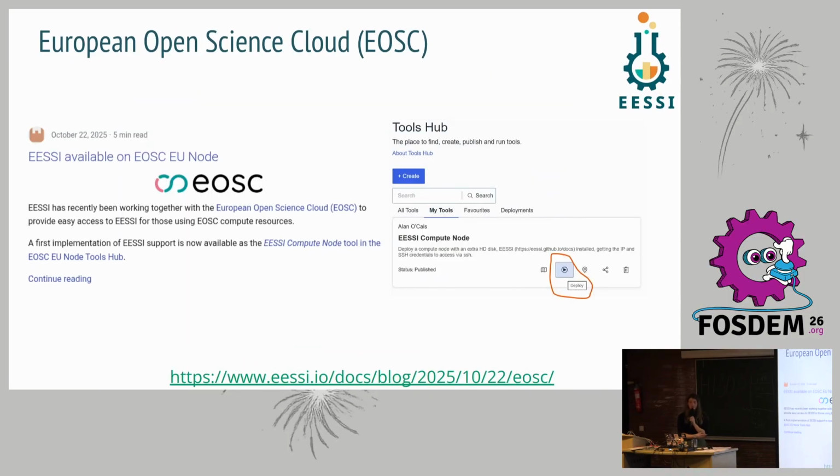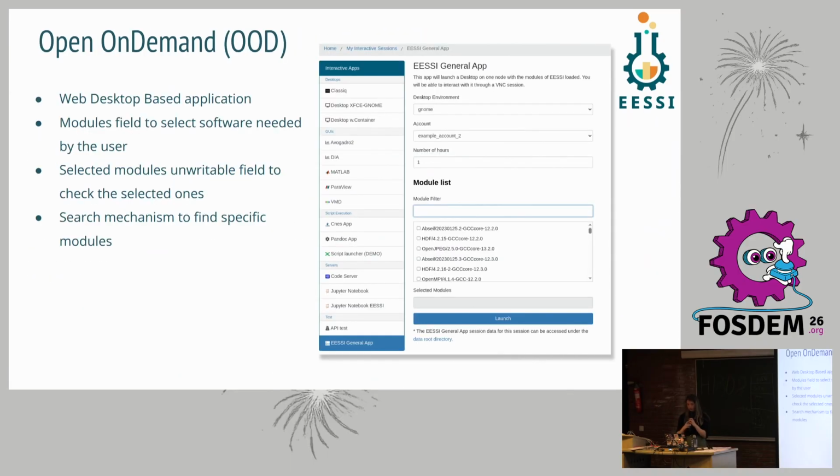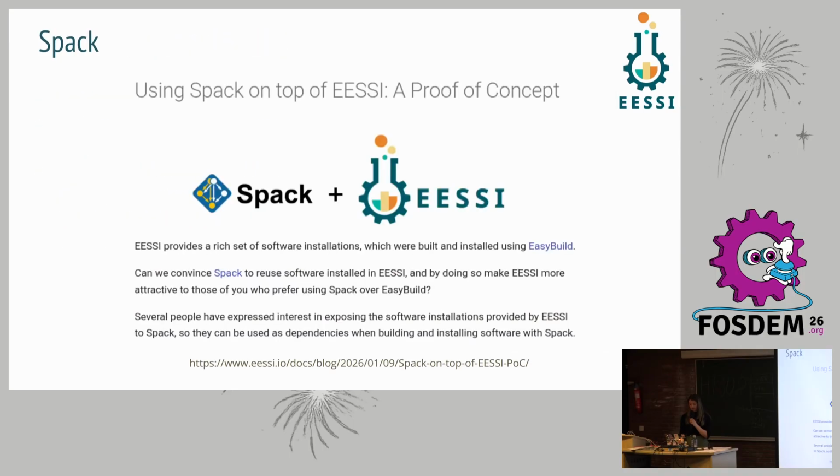Also, EESSI has been integrated in the European Open Science Cloud. That's another kind of compute resource you can have if you're a researcher in Europe. EESSI is just there. Actually, I don't know much about this one because I haven't used it. And then we have EESSI now inside Open OnDemand, which is a web-based desktop application. It makes HPC access really easy for newbies and is super nice. I could talk for an hour about how great Open OnDemand is, but we don't have the time. So if you want to know more, just ask me later.